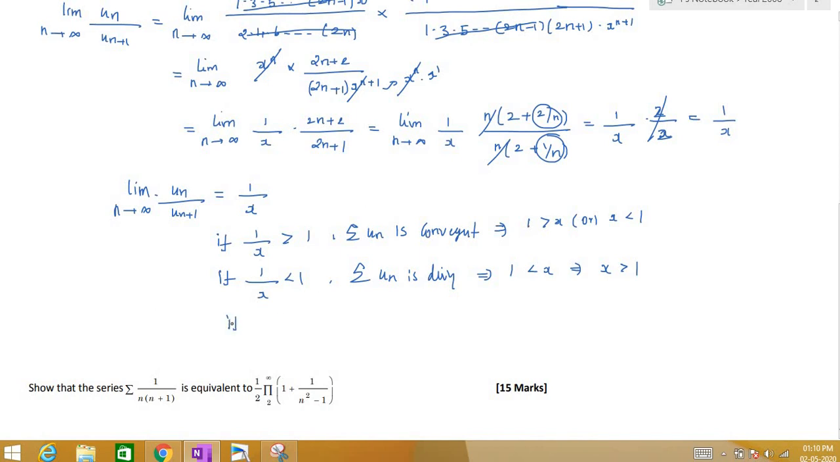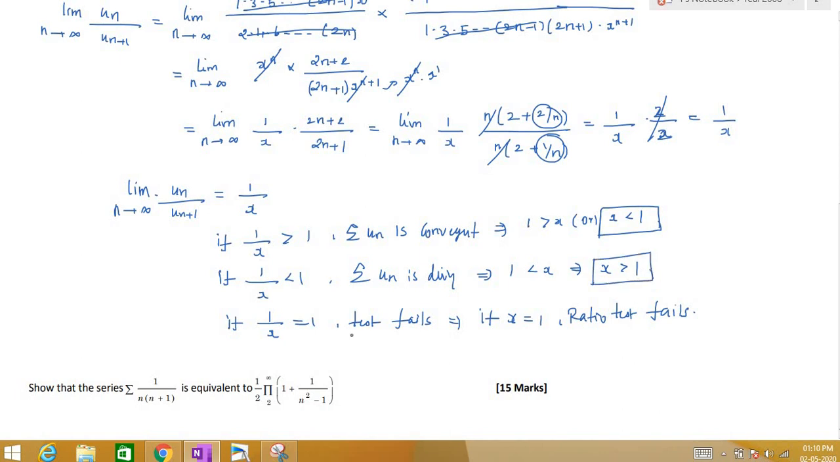So if 1 by x is equal to 1, then the test fails, right? So if x is equal to 1, the ratio test fails. So for x less than 1, this series will be convergent. For x greater than 1, this series will be divergent. What will happen if x is equal to 1? We don't know whether this series will be convergent or divergent because the ratio test fails. So we will apply another test to check what happens if x is equal to 1.